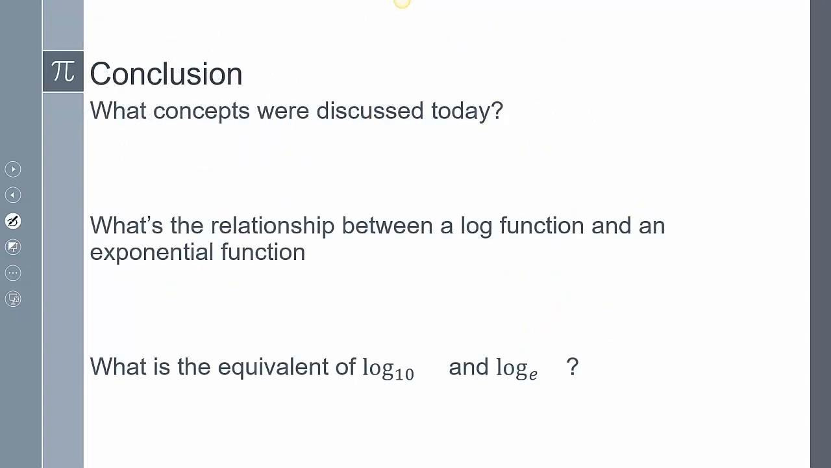So what types of concepts were discussed today? We took a look at what logarithms were, and how we create a logarithm, like the relationship that it actually has with the exponential function. And so for feedback from you guys, what I want to know is: what is the relationship between a log and an exponential function? And then also, what is the equivalent of log base 10 and log base e? So how would I write those? What is the equivalent of those?